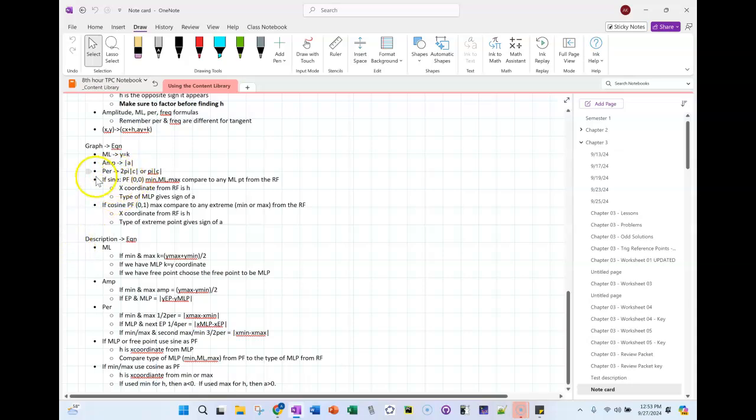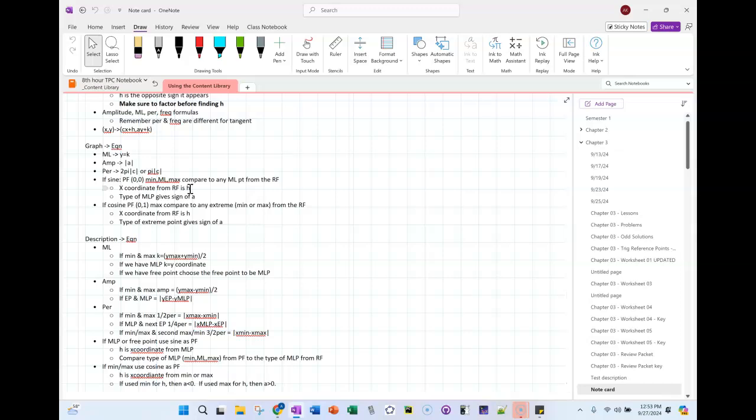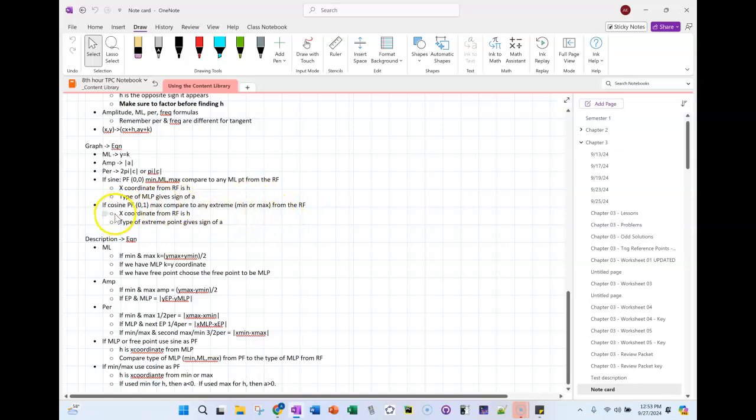If it's a sine function that I'm doing, the x-coordinate from the midline point is going to give me my h, and the type of midline point is going to give me the sign of A. So remember, the extrema after the midline point tells you the sign. If the extrema after your midline point is a max, then A is positive. If it's a min, A is negative. If I'm doing a cosine, then I'm going to use a min or a max. The x-coordinate is going to be my h, and the type of extrema will give me my sign for A. Again, min is negative, max is positive.